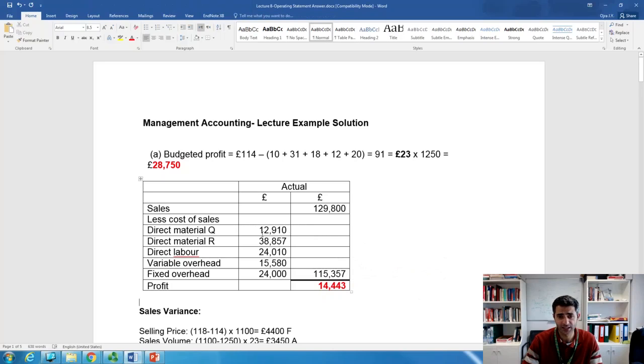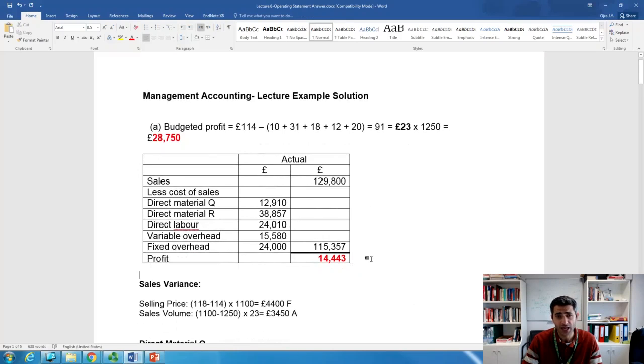If you deduct them, you should be able to find that the actual profit is 14,443. And again, this is the way. As you see, our budgeted profit is £28,750. However, our actual profit happened to be only 14,443. As you see, there is a difference, isn't it? And this difference is due to variances, including material, labor, variable overhead, fixed overhead, and also sales variances.